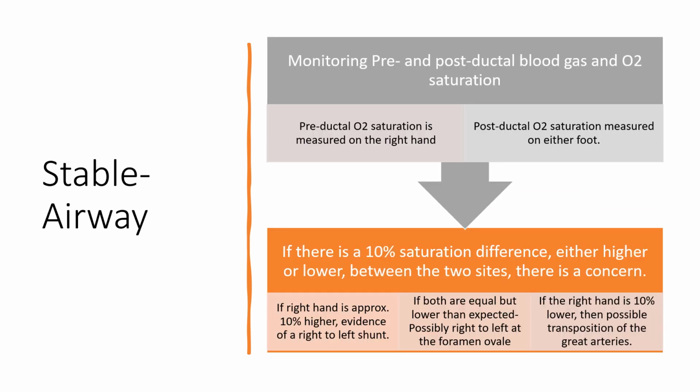Monitoring pre and post ductal gas and O2 saturation. Pre-ductal O2 saturation is measured on the right hand because, if you remember, it's coming right out of the left ventricle into the aorta, before the ductus arteriosus up in the aortic arch comes into effect. So the right hand or arm will show their pre-ductal. The post-ductal could technically be in their left, but we usually put an O2 sat on their left foot and right hand. It can be on either foot because it doesn't necessarily matter which foot.